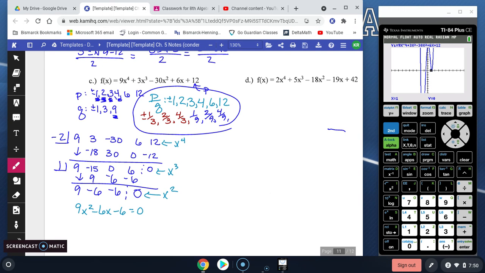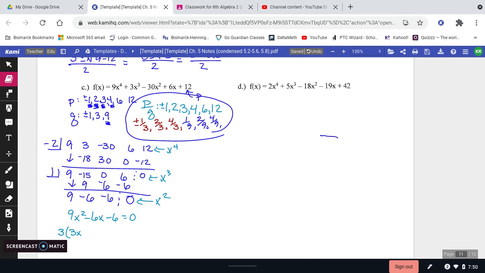I'm going to try to factor this. Well, first thing, common monomial. I can take a 3 out, so I'm going to do that first. Oops. Hold on. My pen's not cooperating very well.